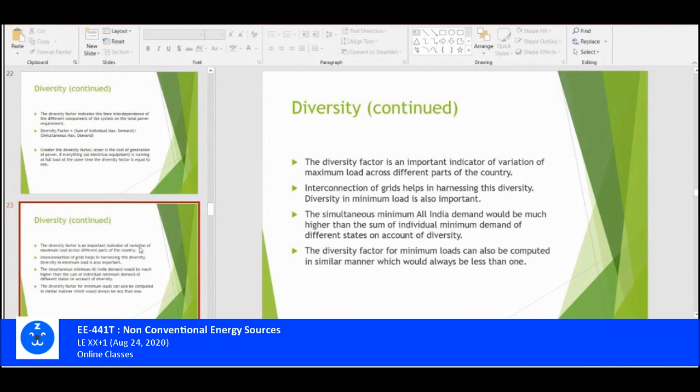Diversity in minimum load is also important. The simultaneous minimum all India demand would be much higher than the sum of individual minimum demands of different states, on account of diversity. The diversity factor for minimum loads can also be computed in a similar manner, which would always be less than 1. The same way that we computed the diversity factor for maximum load, we can calculate the diversity factor for the minimum load also.